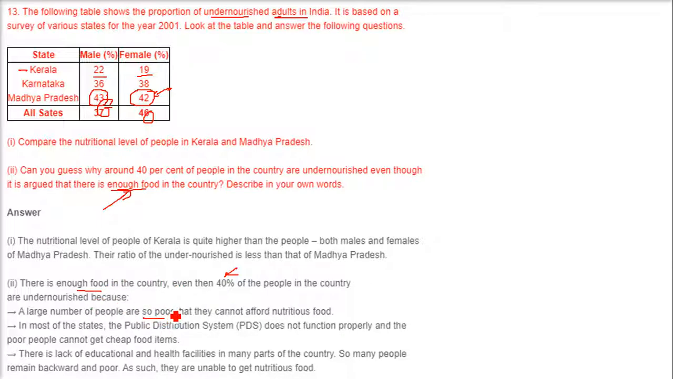They are so poor that they cannot afford nutritious food. In most of the states, the public distribution system, that is the distribution of cheap food items, does not function properly, or it is corrupted, and the poor people cannot get cheap food items. And there is a lack of educational and health facilities in many parts of the country. So many people remain backward till now, and they are poor. That is why they are unable to get nutritious food.